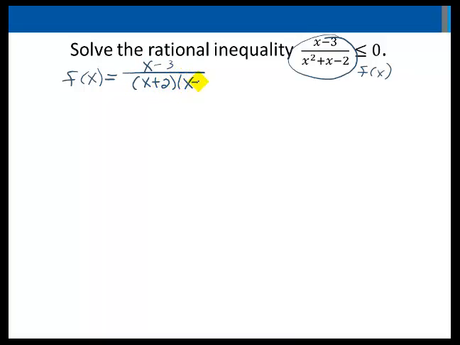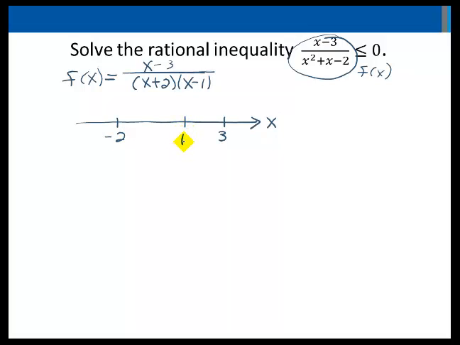I'm going to look for the values of x that would give me zeros at each of these factors. If x - 3 is equal to 0, that will give me x = 3. These are the numbers I will put on a number line that we will use for a sign chart. If x + 2 = 0, then that will give me x = -2. If x - 1 = 0, that will give me 1.